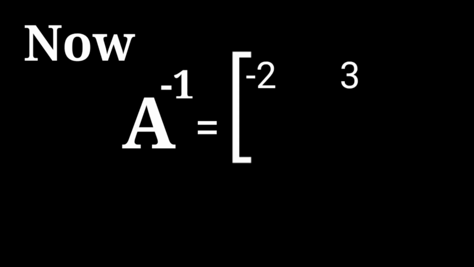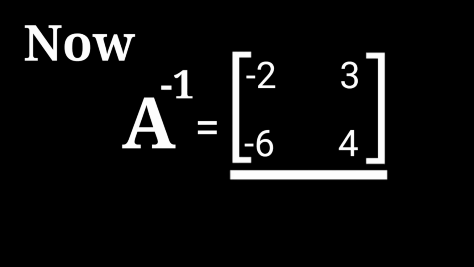Now A inverse is equal to the adjoint [-2, 3; -6, 4] over the determinant, that is 10.